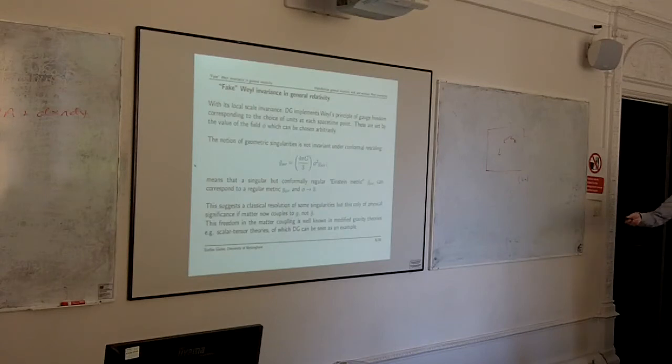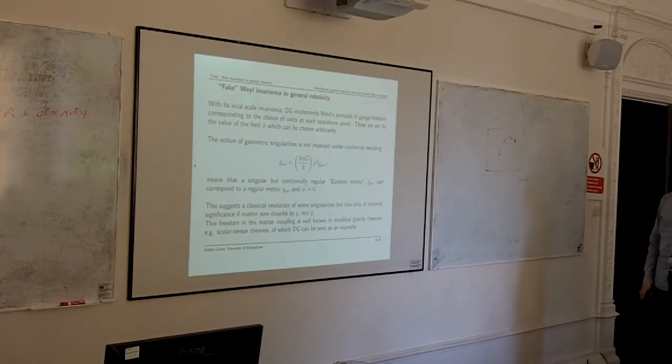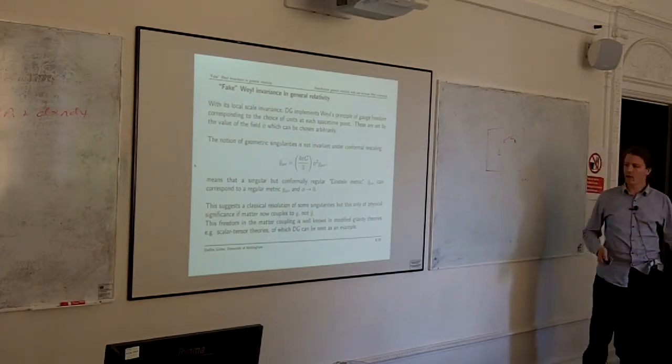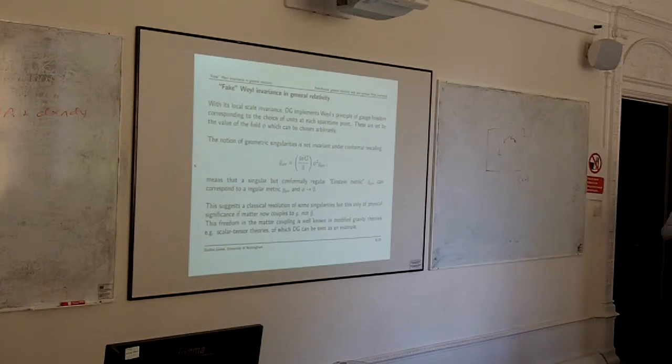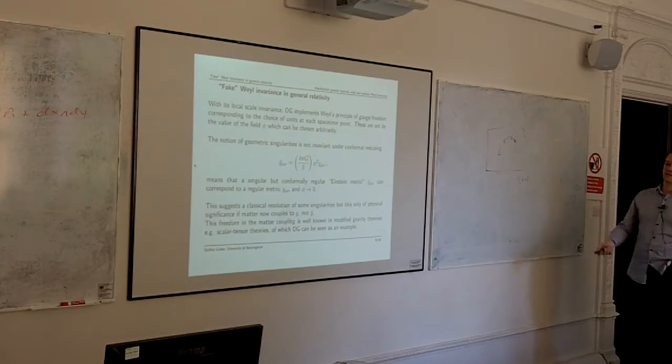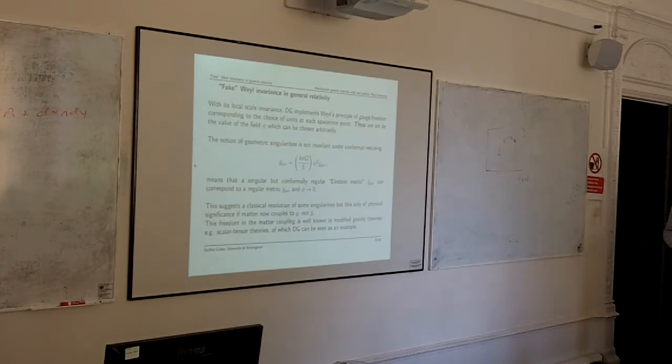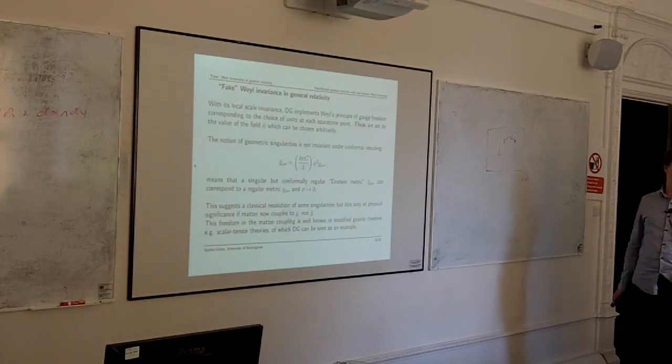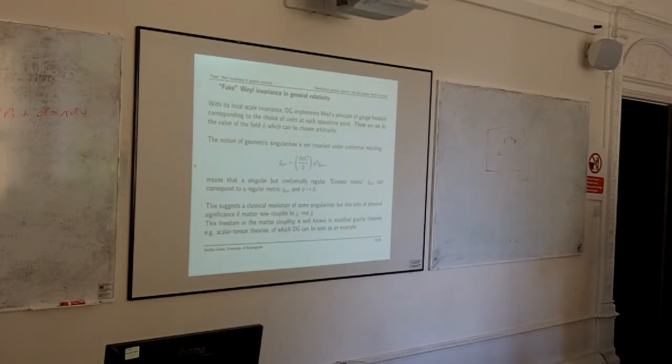The point, of course, is that this is only physically significant if the matter fields now couple to G and not to G bar, because G bar is, of course, still singular. So you have this freedom in choice of matter coupling, and this is of course well known in the literature on modified gravity theories, where you always have this question of what is the metric that the matter fields couple to. And you can see this as an example of a scalar tensor theory.